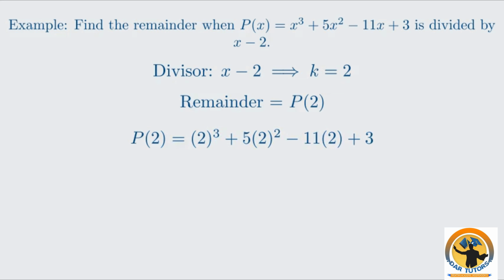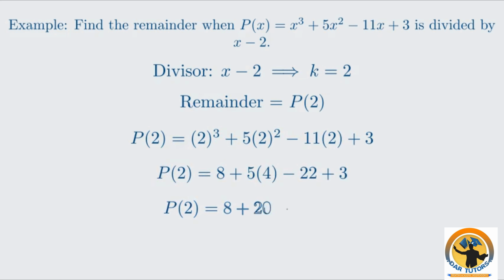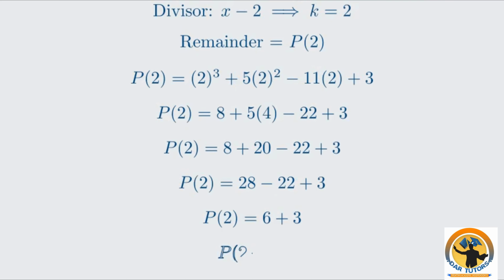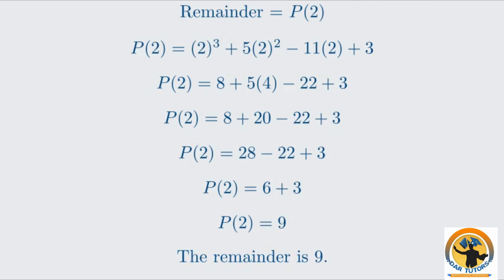Let's calculate this step by step. 2 cubed is 8. 2 squared is 4, so 5 times 4 is 20. 11 times 2 is 22. So we have 8 plus 20 minus 22 plus 3. Adding these values, 8 plus 20 is 28. 28 minus 22 is 6. And 6 plus 3 is 9. So p of 2 equals 9. This means the remainder when p of x is divided by x minus 2 is 9. We found this without performing any long division. This demonstrates the power and efficiency of the remainder theorem.